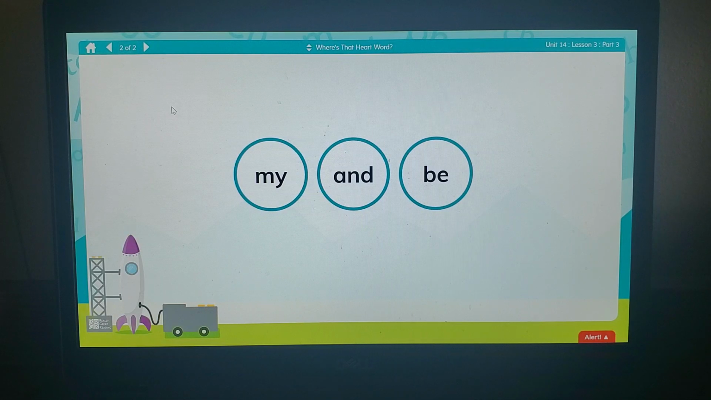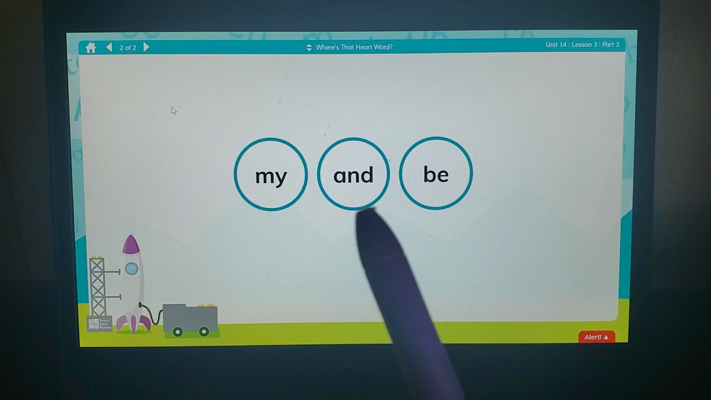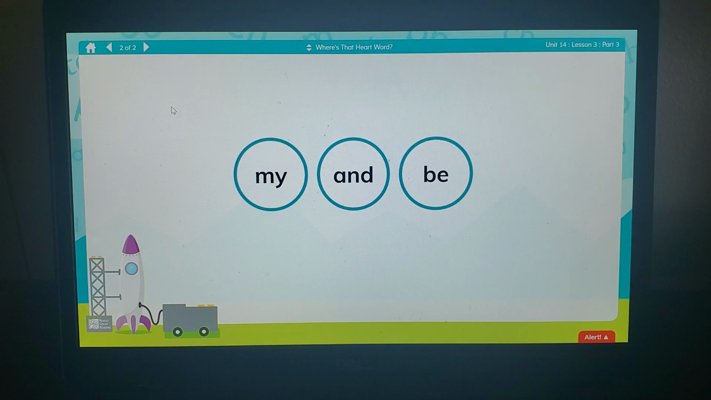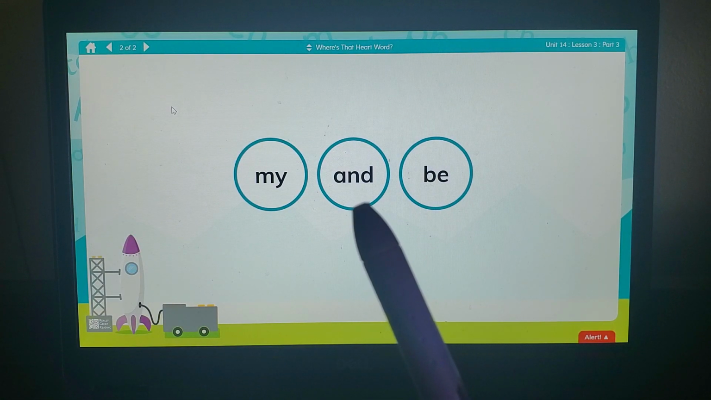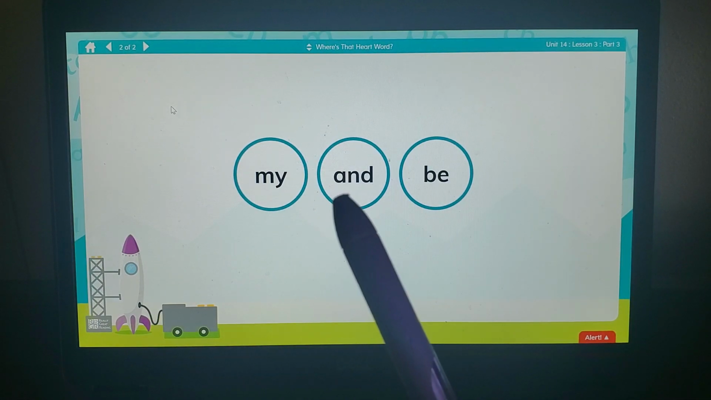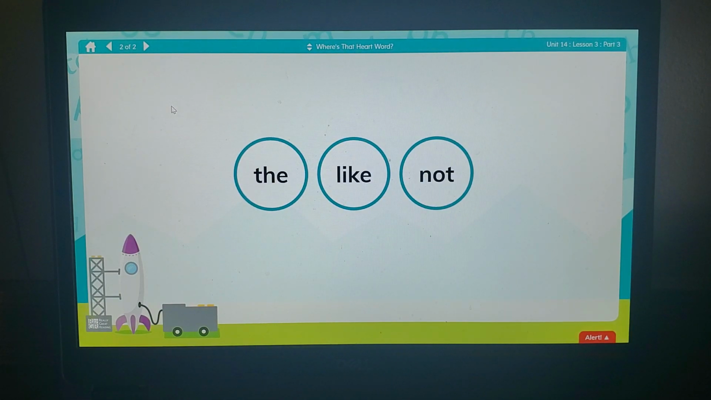Which word is after the word and? Be is after the word and. You have and, be is after it. Be. Which word is in the middle of the row? And is in the middle of the row. Please read the words with me, please. My, and, be.